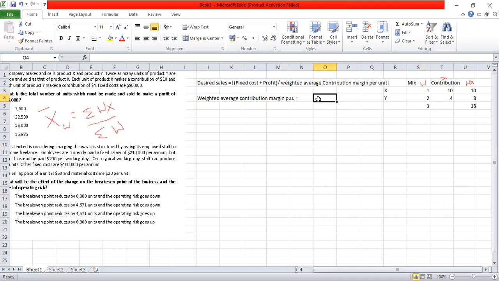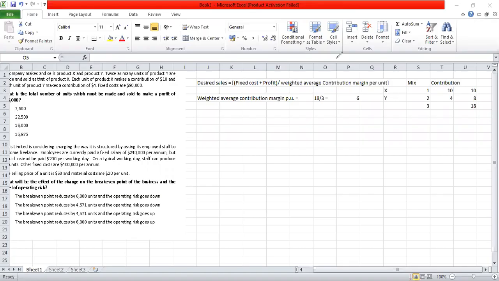So what is the value here? The value will be 18 divided by 3. How much would 18 divided by 3 be? 6. The rest of it will be the same. It's only the denominator, the weighted average contribution margin per unit, that has to be calculated.